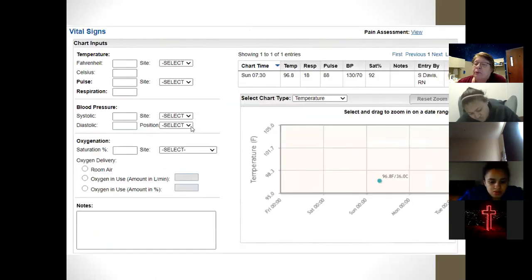When we're recording respirations, everybody knows they're only in the chest, so you don't have to put a site, but you do need to count for 30 seconds and multiply by 2, okay?